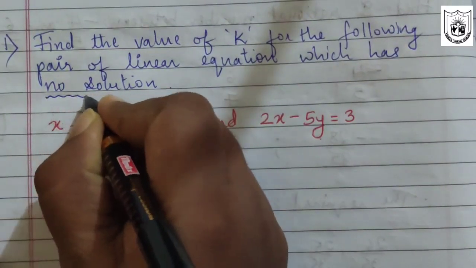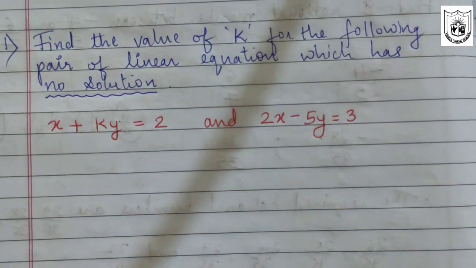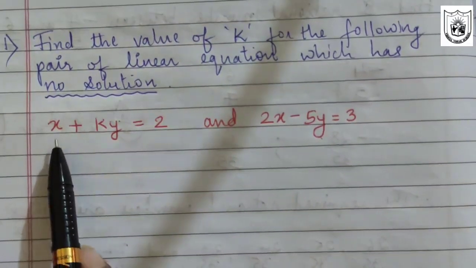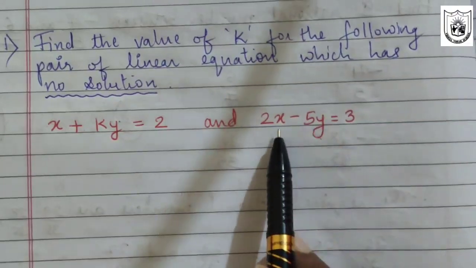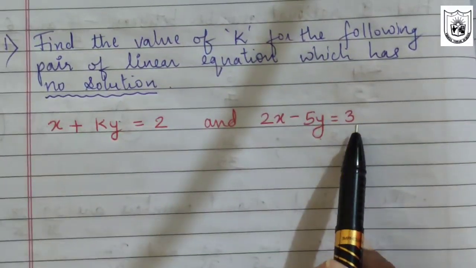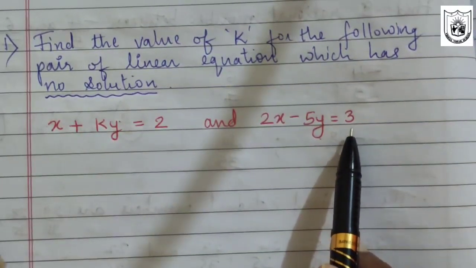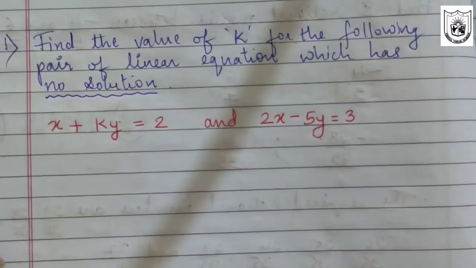So this pair of linear equations has no solution. Firstly we have x plus ky equals 2, this is our first equation, and 2x minus 5y equals 3, this is our second equation. So the first step here will be to write it in the standard form which we have learned in our earlier video, that is ax plus by plus c equals 0.